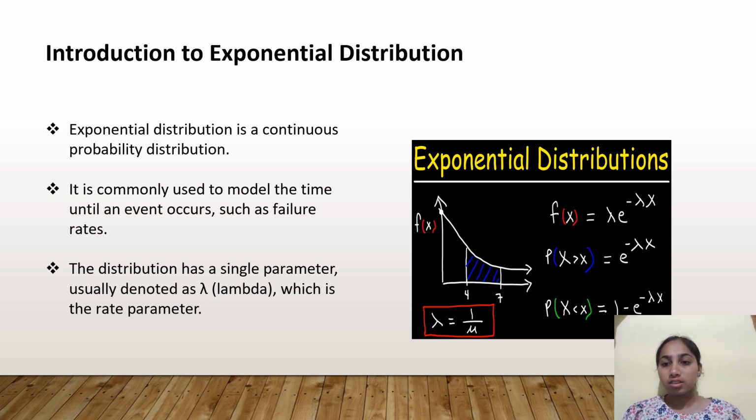In this picture, we can see the exponential distribution formulas, that is f of x is equal to lambda into e to the power of minus lambda into x, and another formula is f of x greater than small x, which is equal to e to the power of minus lambda x, and then another formula is f of x less than x is equal to 1 minus e to the power of minus lambda into x. And then we will move on to the next slide.